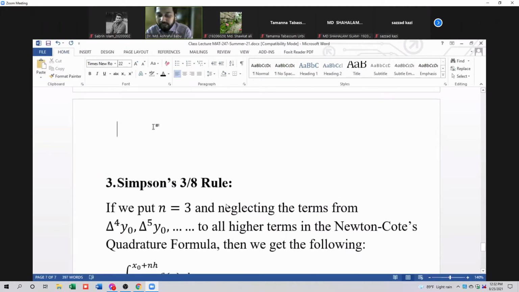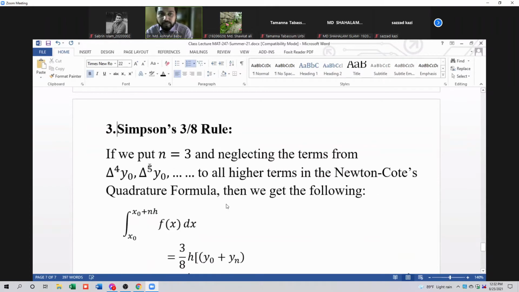And the Simpson 3-8 rule. For the Simpson 3-8 rule, we can divide our interval as a multiple of 3.